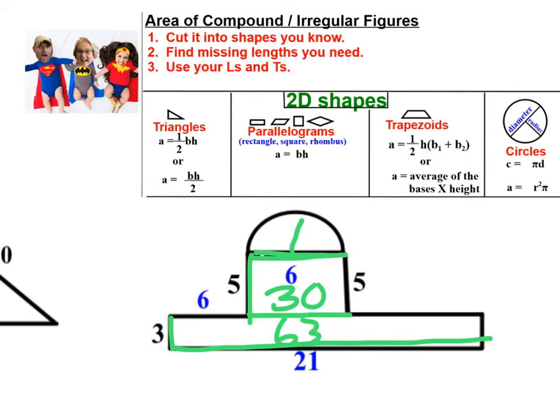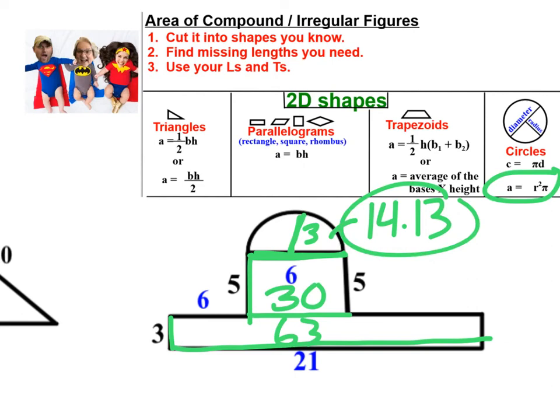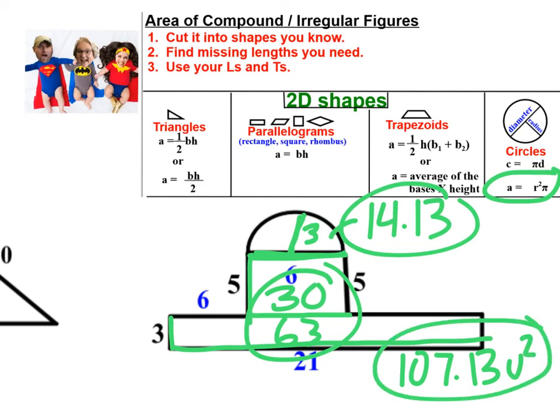I don't want the diameter, I want the radius. The radius, of course, is half of 6, which is 3, because if it's 6 all the way across, it's 3 halfway across. Then I'm applying my formula, of course, which is over here. Area equals radius squared pi. So 9, that's 3 squared, by the way, times 3.14 is 28.26. Divide by 2, and you get an area of 14.13. Then you can add together your 14.13 and your 30 and your 63 to get a grand total of 107.13 units squared.